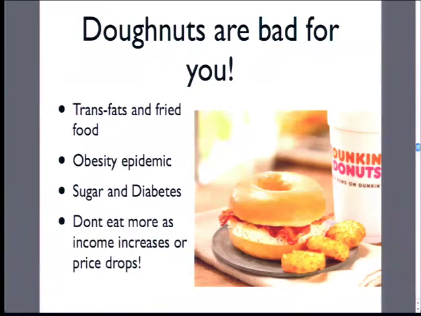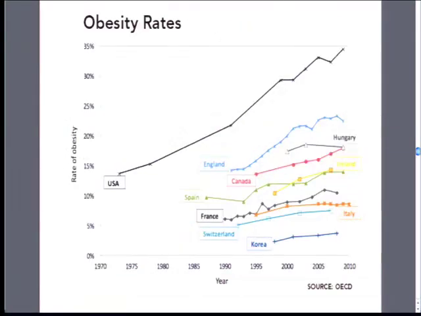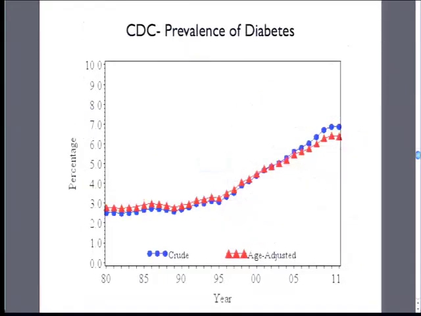We have a lot of obesity increasing in the country. We have a lot of diabetes. We have both obesity and diabetes that are officially at epidemic levels now. So you don't want to eat more of these things as income increases or price goes down in the general demand sense that we do. Here are our obesity rates. The United States is quite a bit higher. Supposedly Mexico is up there with the United States, but this is other OECD countries. So we have a huge amount of obesity. And we also have this sort of runaway diabetes.